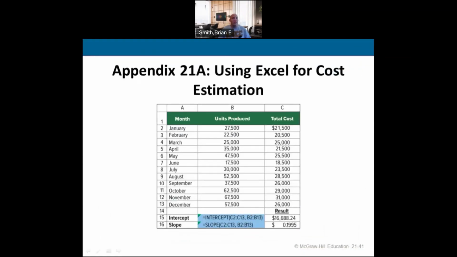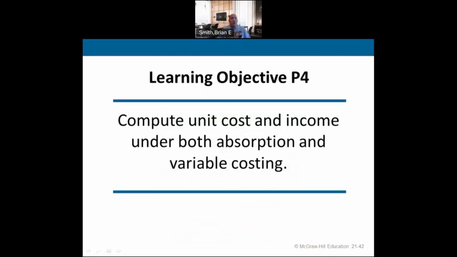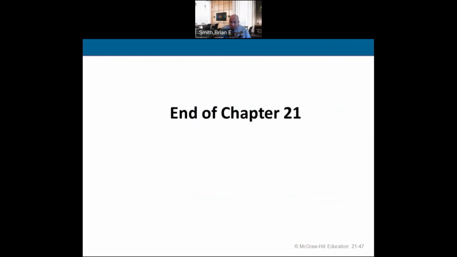I will go over this just briefly: using Excel for cost estimation. You can use your intercept, slope, and things like that. This is kind of what I passed on before, but I want to point out that Excel does have those things for you. Nope, not going under absorption and variable costing. So with that, I think we're done. Yeah, we're done. I'm not going to go over this other stuff.